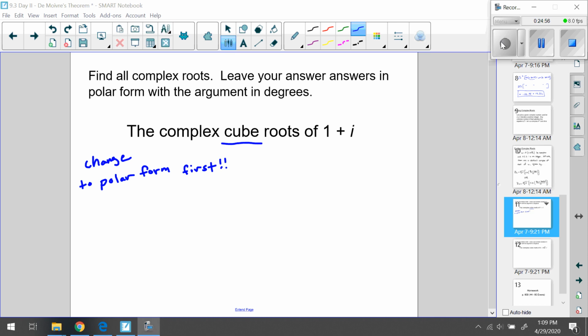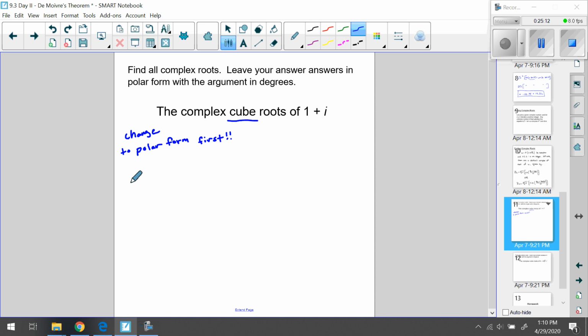I just can't stress this enough. I think you can reduce a lot of confusion in today's homework if you just remember that for every single problem, start in polar form. If it is in polar form already, great. If not, just change it to polar form. That's something we learned how to do in a previous lesson. So in this problem, we'll do that first.